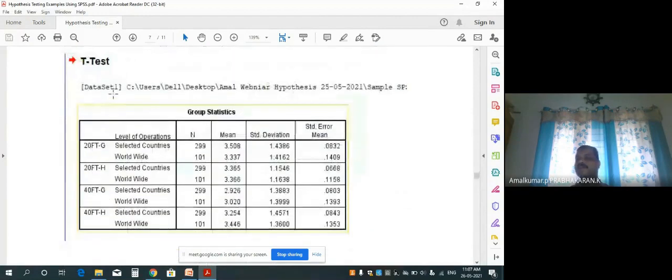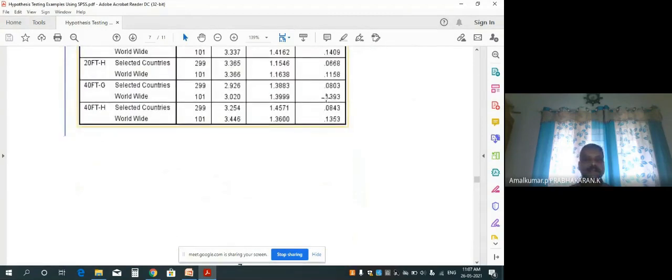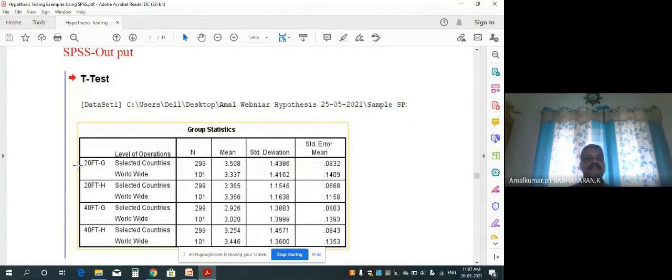We get this kind of SPSS output. This is the generated SPSS output, and here also 2 different output tables are there. In the first table, you can see that the first column is the different shapes of containers, or the name of the variable.